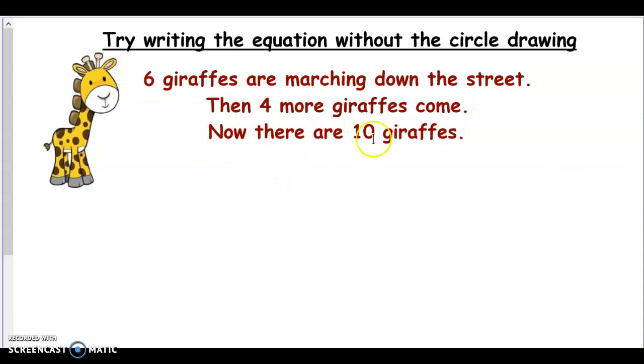Right here it says now there are 10 giraffes, so that's kind of our clue. So we saw those 6 giraffes first, so that would be 6 plus the ones that we saw coming next, and those were 4 more, equals how many we saw altogether? 10 giraffes.